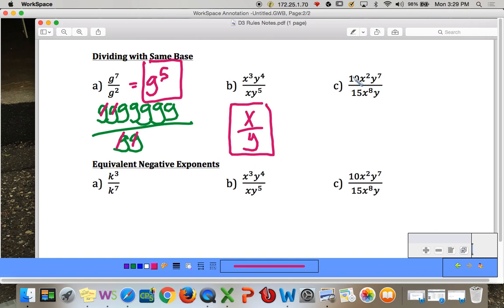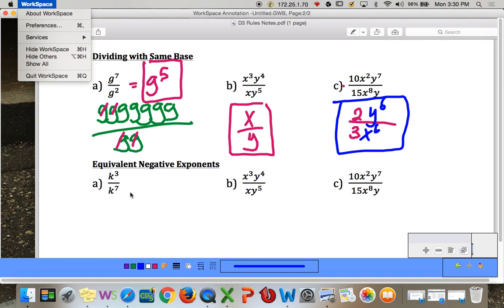The next one, let's just do our numbers individually. So let's do our numbers first. 10 and 15, let's reduce that. 10 divided by 15. Well, we can divide each of those by 5, and so that would be 2/3. Let's look at the x's. There's 2 on the top and 8 on the bottom, so when you cancel them, 2 from the top and 2 from the bottom, there's 6 left on the bottom. And then with our y's right here, we have 7 on the top, 1 on the bottom, so we have 6 left when we cancel. So here's what our answer looks like.